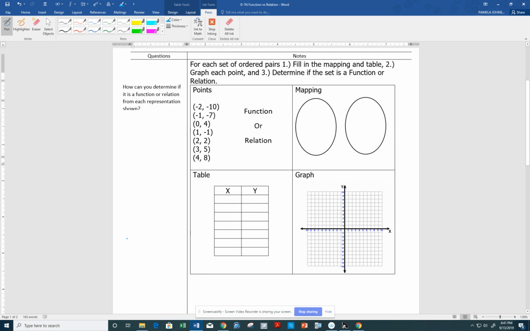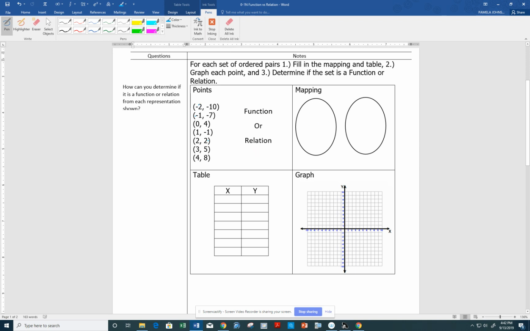Okay. So we're going to go through a couple of examples here. For each ordered pair, we're going to fill in the mapping and the table. We're going to graph each point, and then we're going to figure out if it's a function or a relation. Okay. So if we just look at this, and we'll come back to answer the question about function or relation.